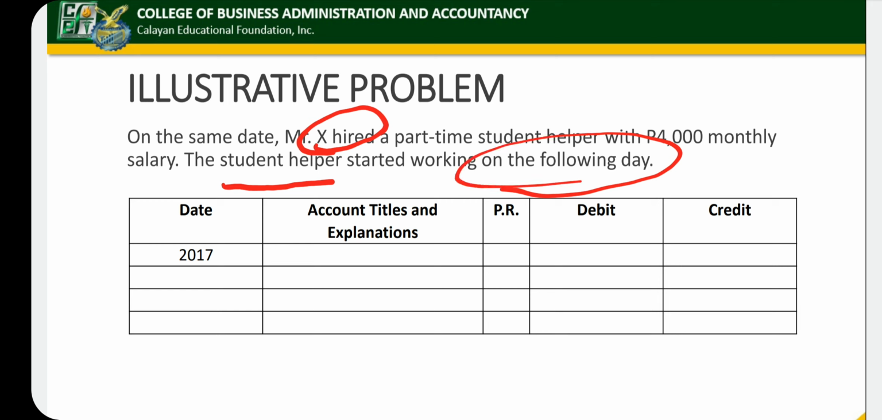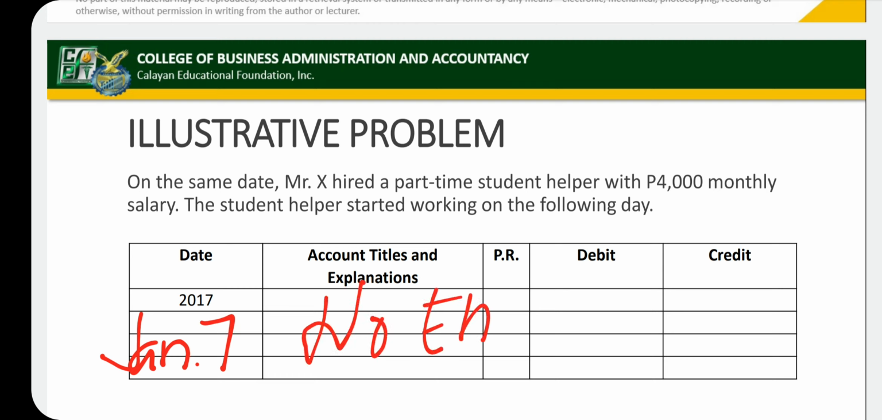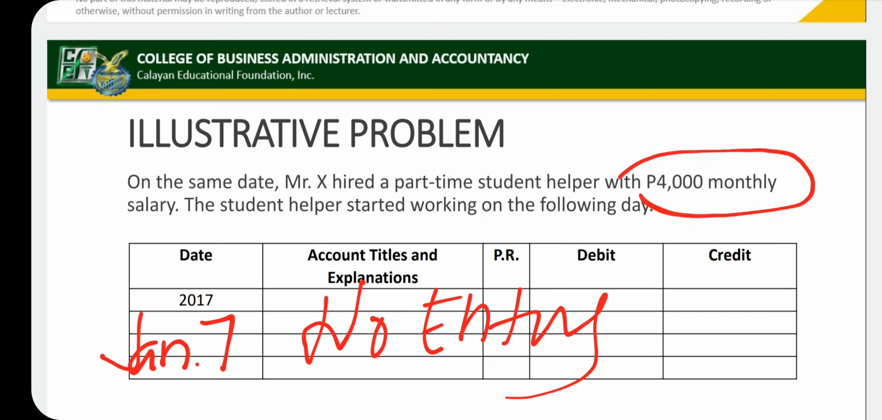So, on the same date, which is January 5 nga ba? Kung ano man January yun. January 7. So, as of January 7, we will not prepare a journal entry for this. So, we ignore this. Or we're just going to write a memo entry stating that we hired a new part-time employee. Okay? But since, ma'am, diba it can be measured naman na kasi may 4,000 monthly.